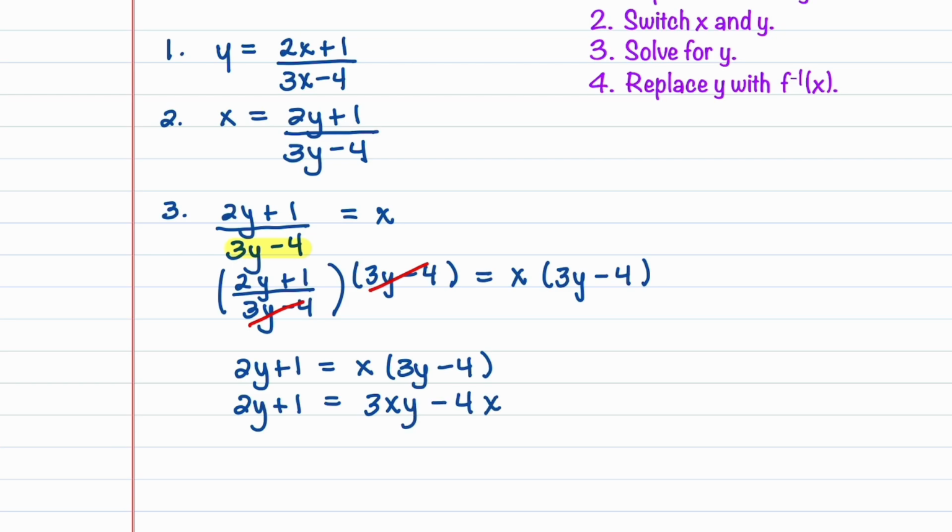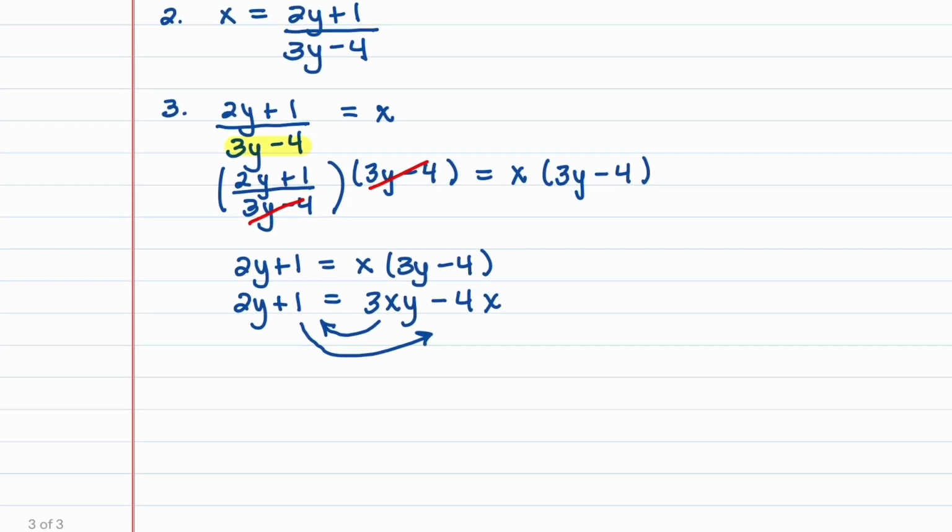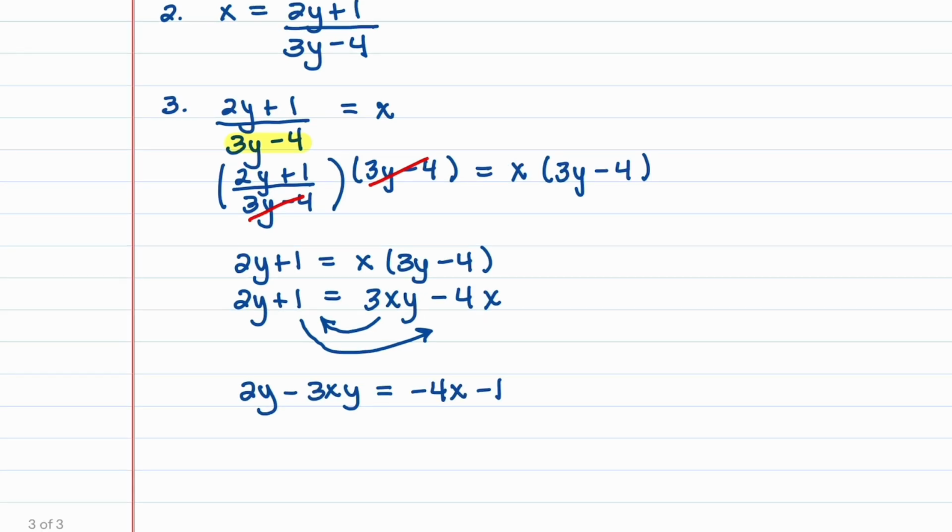Now what we want to do is bring all of our y terms to the left-hand side. So we'll move this term to the left. And then anything that doesn't involve y, which is this 1, we're going to move to the right. This gives us 2y minus 3xy is equal to minus 4x minus 1. Now we're going to factor out a y. I know this is hard, but hang with me. I know that you can do this. Success in math just comes from working really hard.